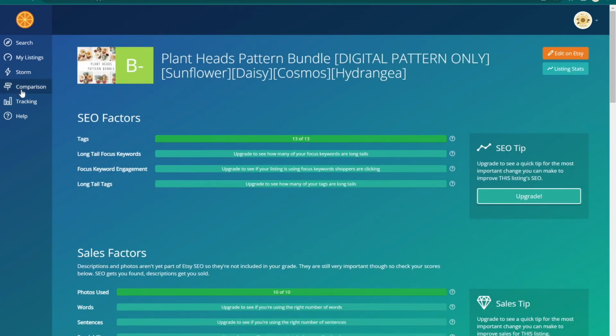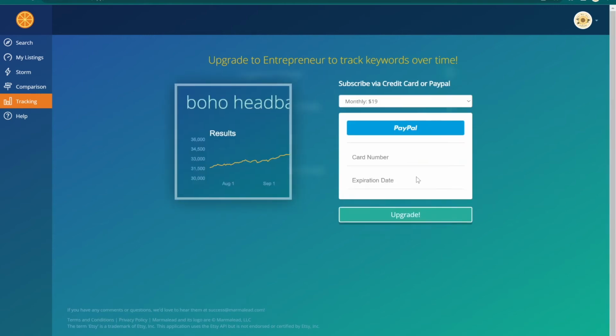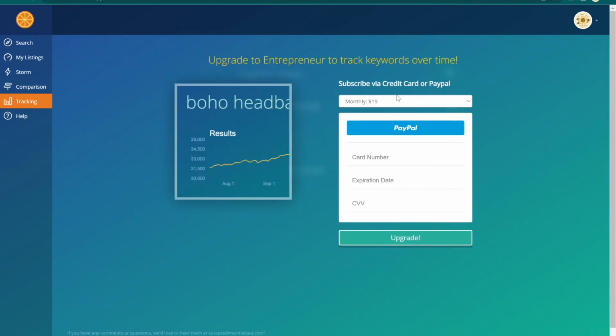So if I wanted to upgrade, it will be around $19 per month, which I think is not too bad for a program like this. But like I said before, you do get 1 month free. So if you are interested, check it out. Have a play around with this app and see how it works for you.